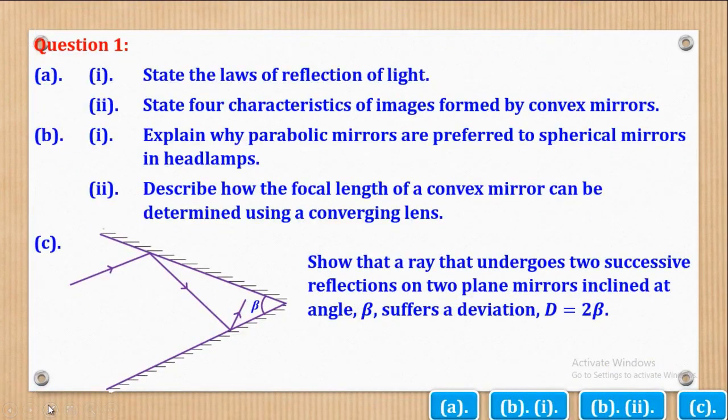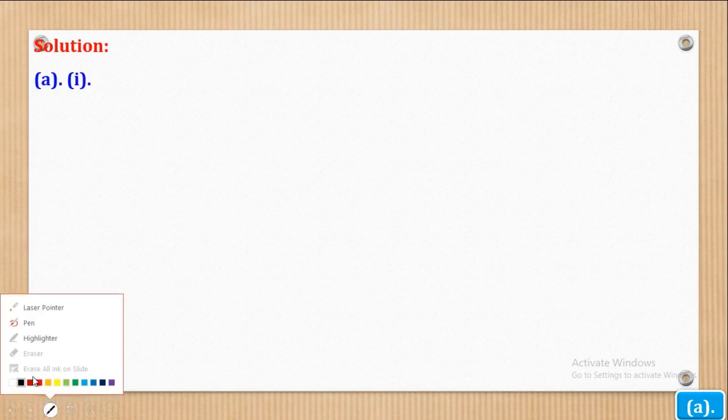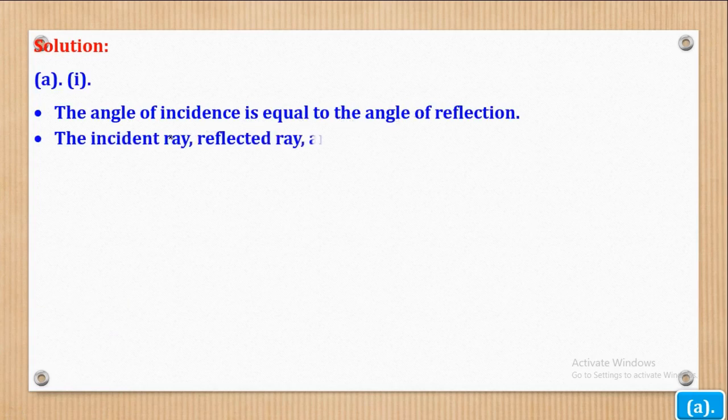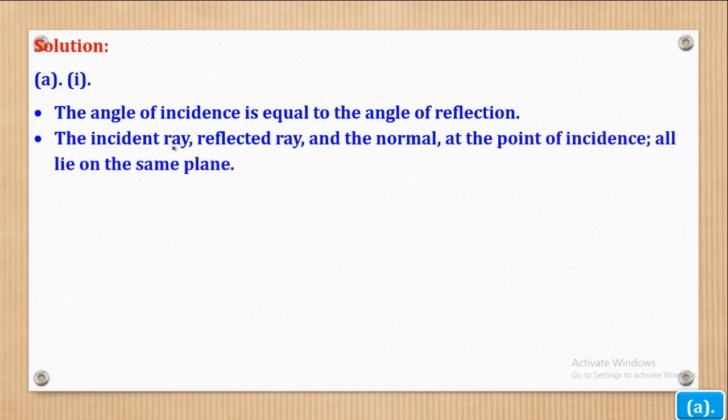So you start with question 1. Question 1, A Roman 1 says, state the laws of refraction of light. So one of the laws is that the angle of incidence is equal to the angle of refraction. Then the second law is that the incident ray, refracted ray, and the normal at the point of incidence all lie on the same plane. Note this word on. So that was Roman 1.